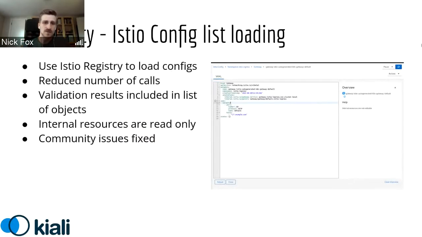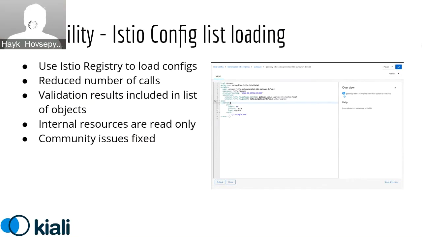And this was another feature that was added with Istio config list loading. Heike, do you want to talk a little bit about this? Yeah, thank you, Nick. We did some optimization of loading Istio config from the Istio registry, which is faster than directly querying the Kubernetes API. So there was a change in the call from the UI to the backend.